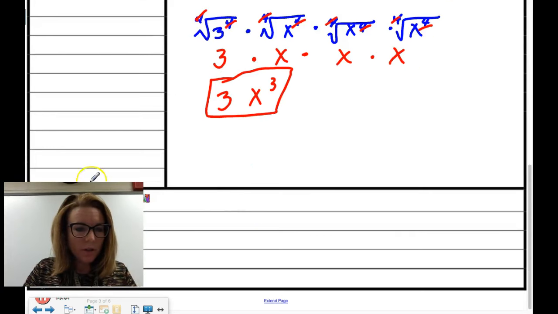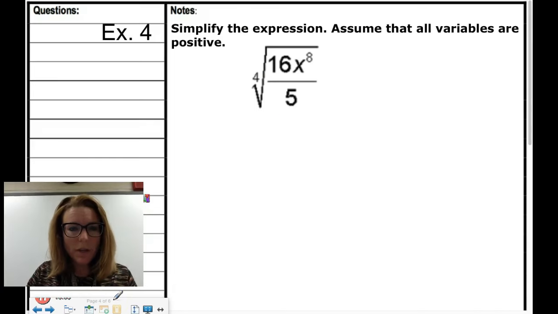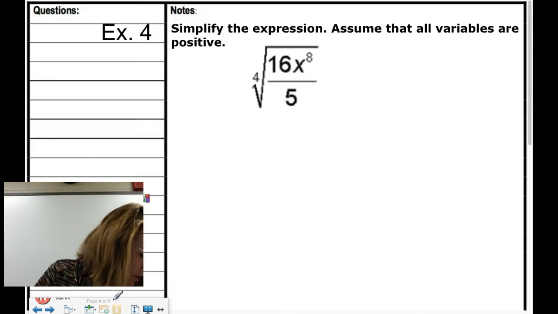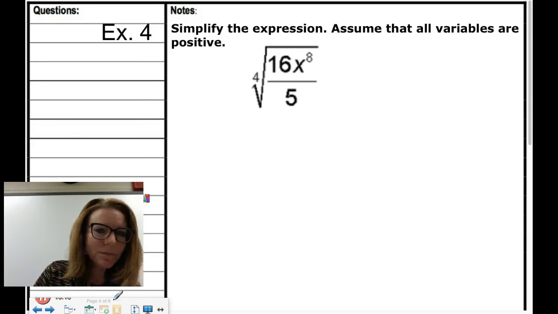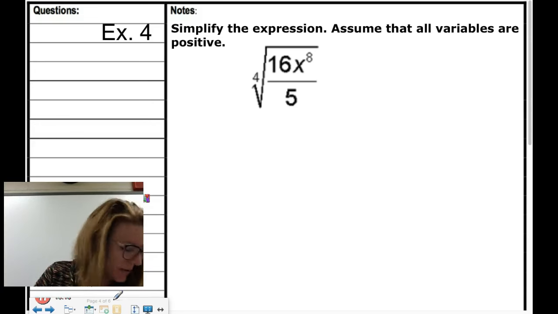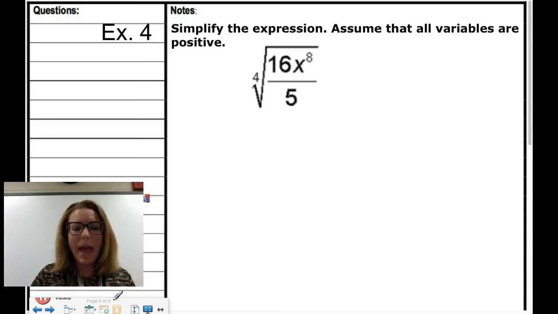Next page. Let's see here. Let's see if it just goes to the next page. Yes, it does. I'm looking at that one. I'm just seeing what all I have left to do here. I am actually going to save this one for class.